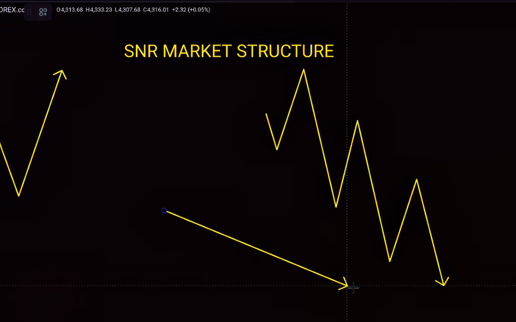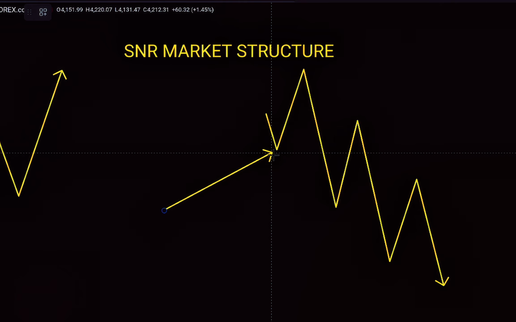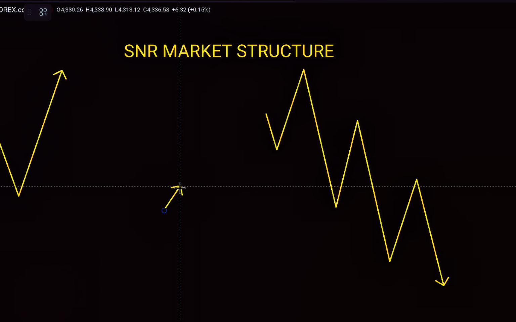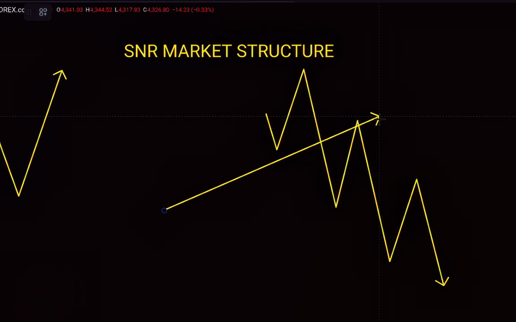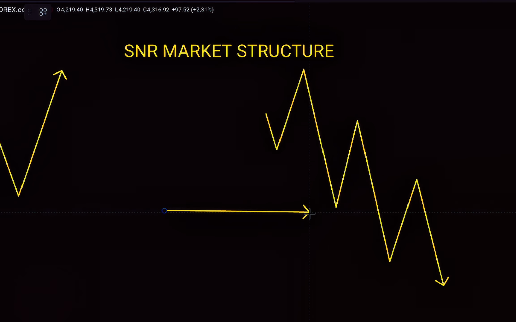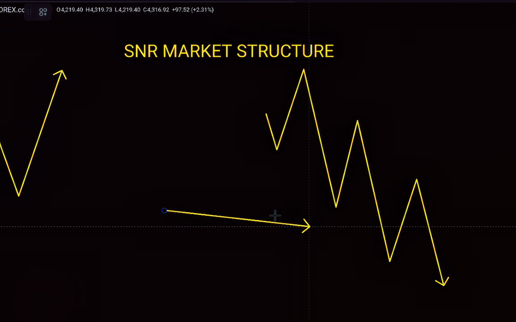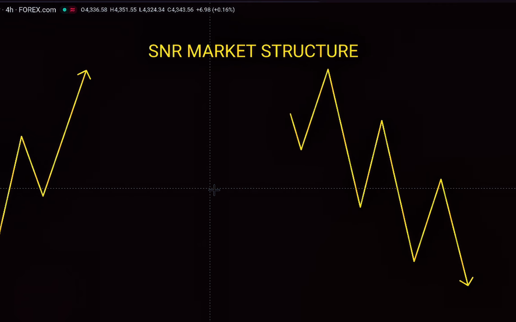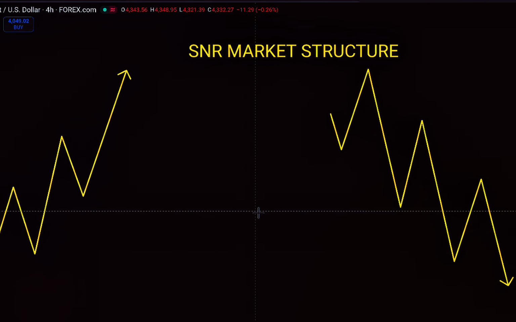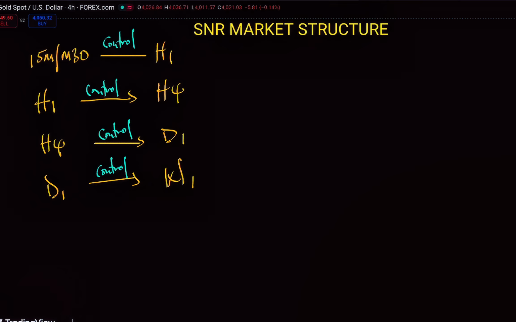So when we look at it here, we can see that the resistances are being respected and then the supports are being broken. In simple terms, when the supports are being broken and the resistances are being respected, in SNR market structure, we say that this market is in a downtrend, and we are going to look at this and be able to understand it in much more detail because it is much more than this. So pay close attention to this.